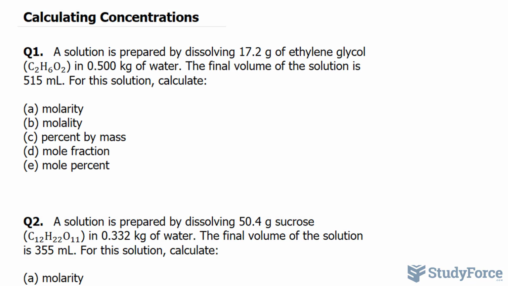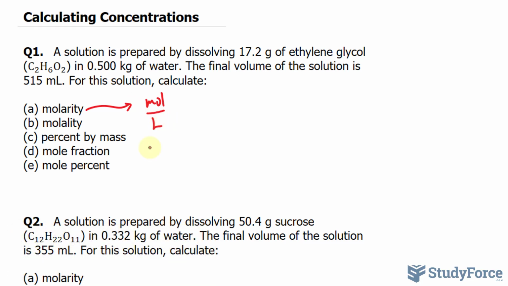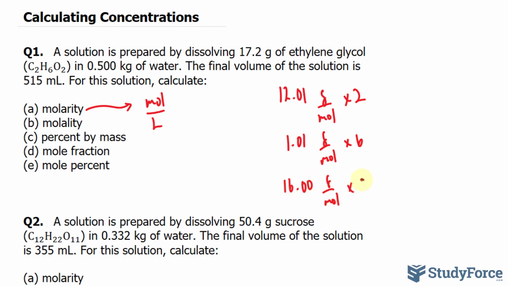Let's start with molarity. Molarity is a measure of the number of moles per liter. So let me go ahead and write that down. The molarity is a measure of moles per liter. Let's go ahead and use our periodic table to find out the molar mass of each individual atom. So for carbon, the molar mass is 12.01 grams per mole. And don't forget that there are 2 of them, so we'll multiply that number by 2. Hydrogen is 1.01 grams per mole, and there are 6 of those. And oxygen is 16.00 grams per mole, and we'll multiply that by 2.